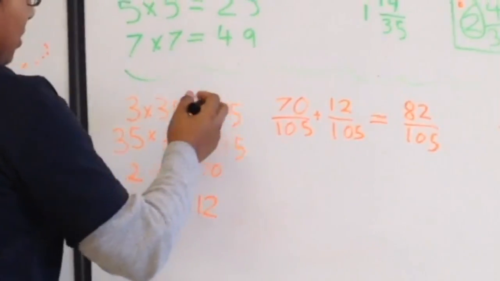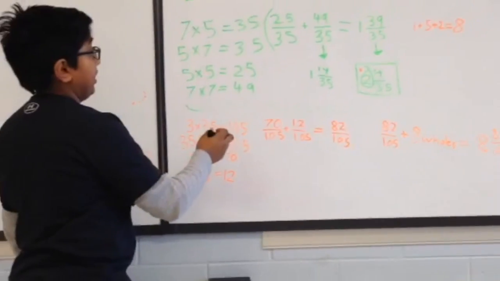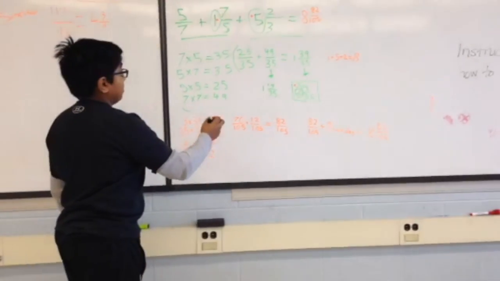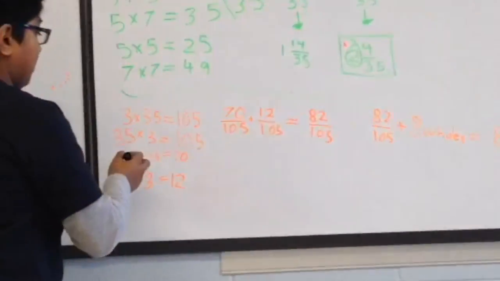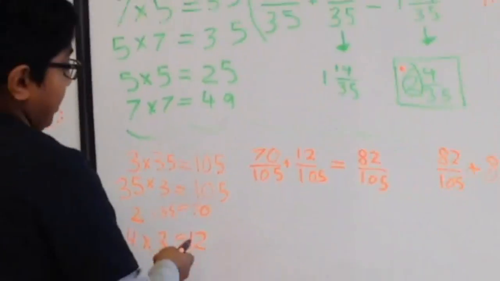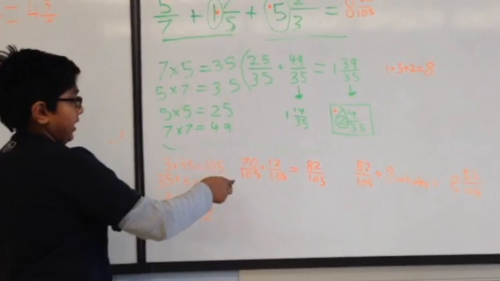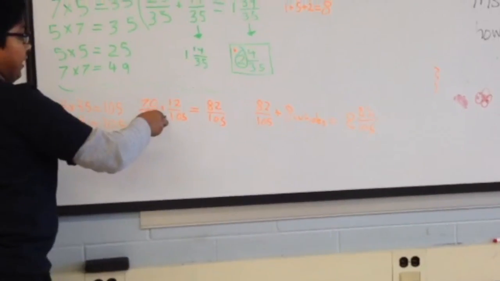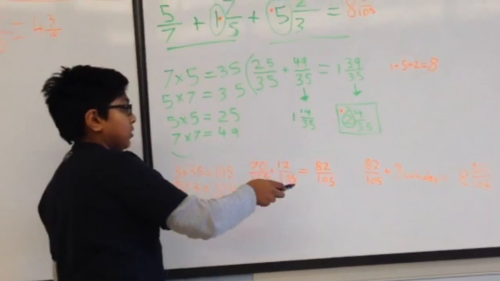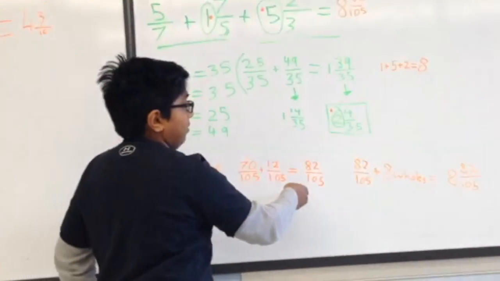So 105 is the common denominator, and whatever you do to the bottom, you do to the top. So you multiply 2 times 35 and 4 times 3, and that's going to get you 70 and 12. So again, you're going to make them into fractions, and you're going to add these 2 fractions together. 70 plus 12 equals 82 out of 105.